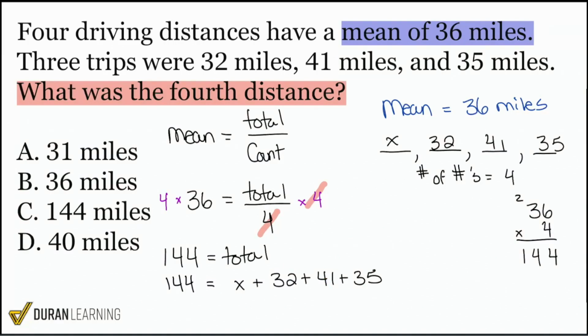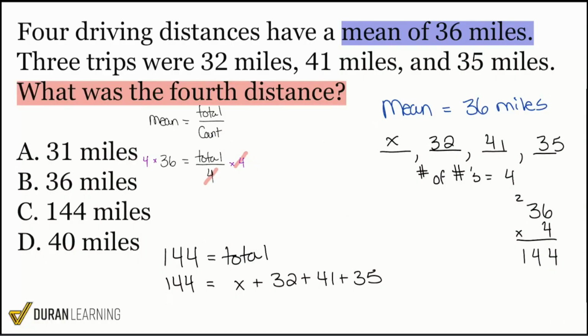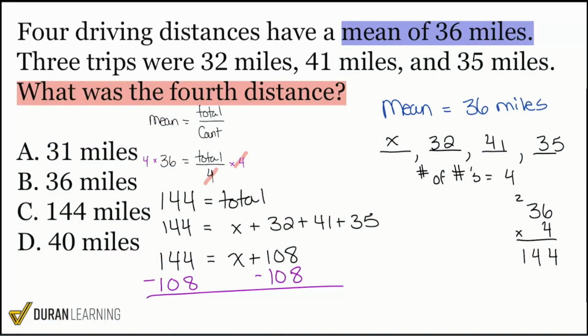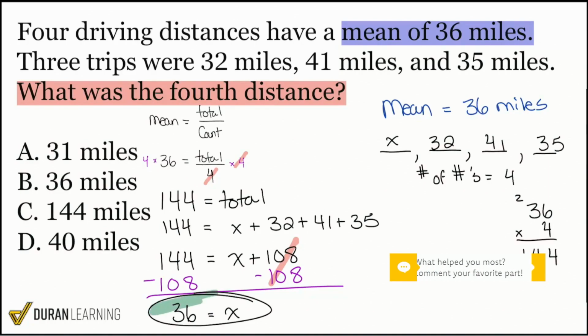So let's go ahead and make a little more room for ourselves. Bring this up and let's finish things nice and clean. So we have X plus 108. That's 144. And then just subtract 108 on both sides. And we are done. Cancels out here on the right side. And then 144 minus 108 gives us 36. So coincidentally, the missing value was also the mean, but the correct answer here is going to be B, 36 miles. And there we are.